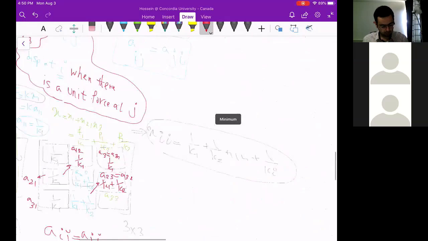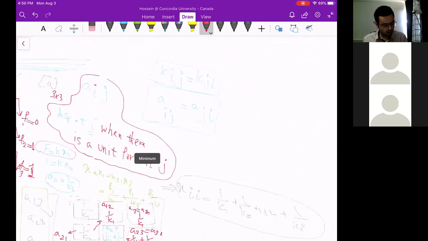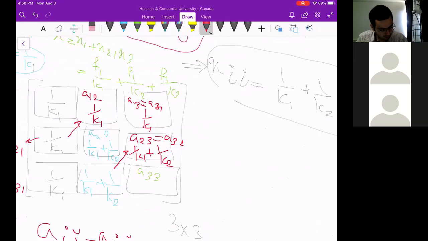So you can easily fill out the last step as 1 over K1 plus 1 over K2 plus 1 over K3. So this is how you have to obtain the influence matrix. If you have any question, just let me know.